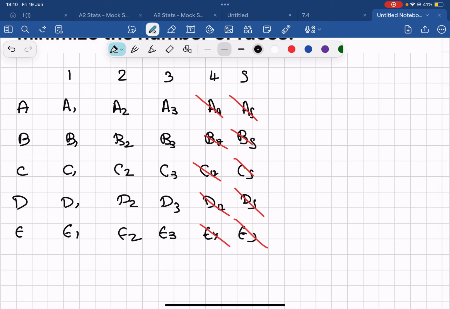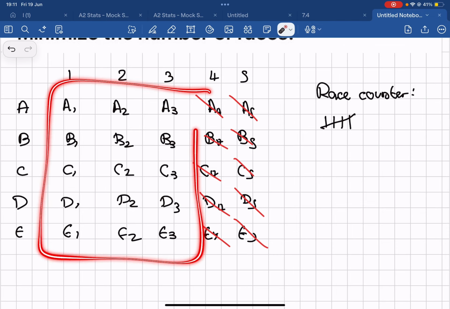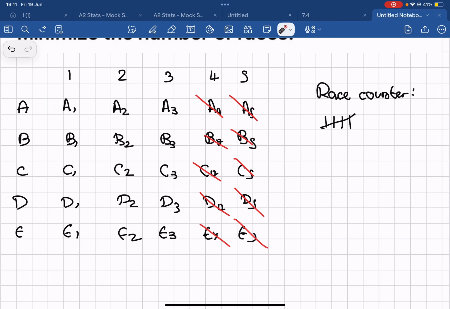And I want to add this tally counter, actually race counter. Let's go with the race counter. Use a tallying method. So we've just conducted 5 races: race A, race B, C, D, and E. So 1, 2, 3, 4, 5. Now all that's left is to compare these 15 horses with each other and find which one's fastest and which ones are the fastest, we don't care about the slowest. Right.